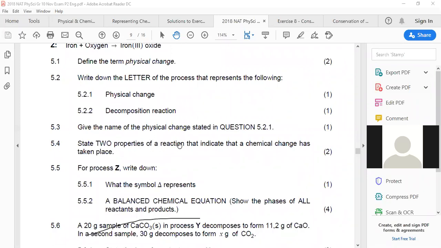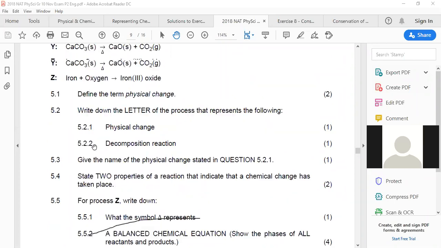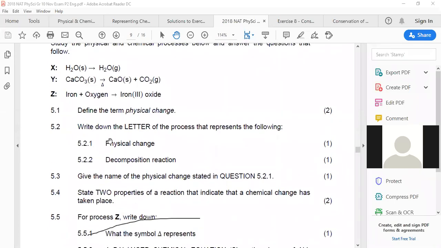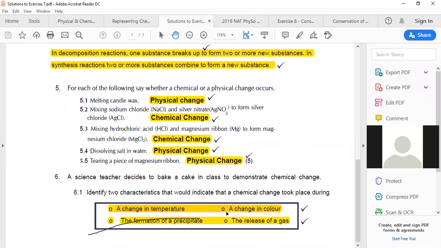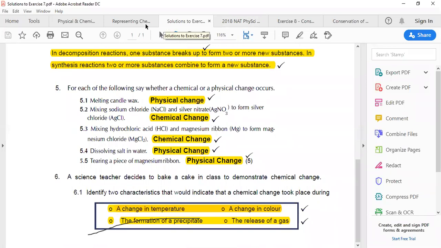State 2 properties of a reaction that indicate that a chemical change has taken place. We spoke about that last time. We said a change in temperature, a change in color, formation of a precipitate, the release of a gas. Clear? Yes. Right. Okay. My time is up, unfortunately.